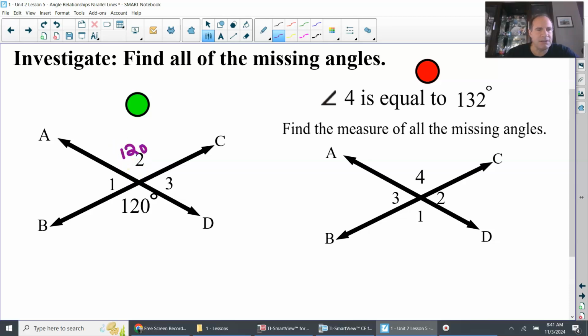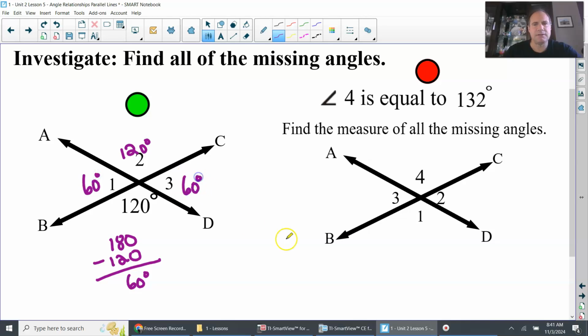Just write it. So angle 2 is 120 degrees. It is opposite and across from the 120. They're both obtuse angles. Then we're going to take 180 minus 120 to get angles 1 and 3. So that is 60 degrees. And angle 1 is 60. Angle 3 is 60. Angle 4 is 132. The first thing you do is put 132 degrees in. Angle 1 is the same as that. It's across from it. These are vertical angles.